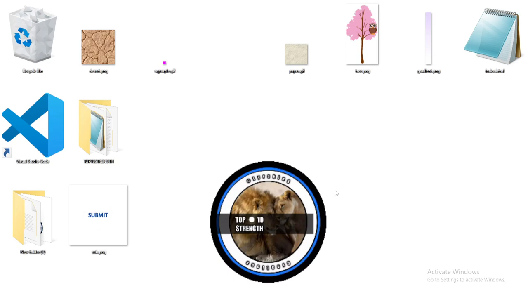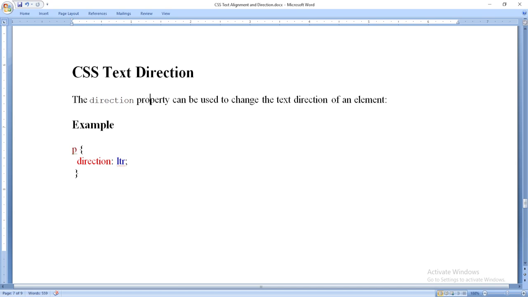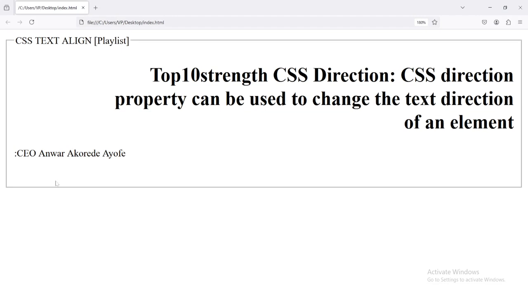Welcome back everyone. Quickly, let's continue our discussion on CSS text alignment and CSS text direction. Right now, we'll be discussing the CSS text direction from the left to the right. I don't want us to take too long here because I've discussed this in our previous tutorial. So, you're going to see how this works again.